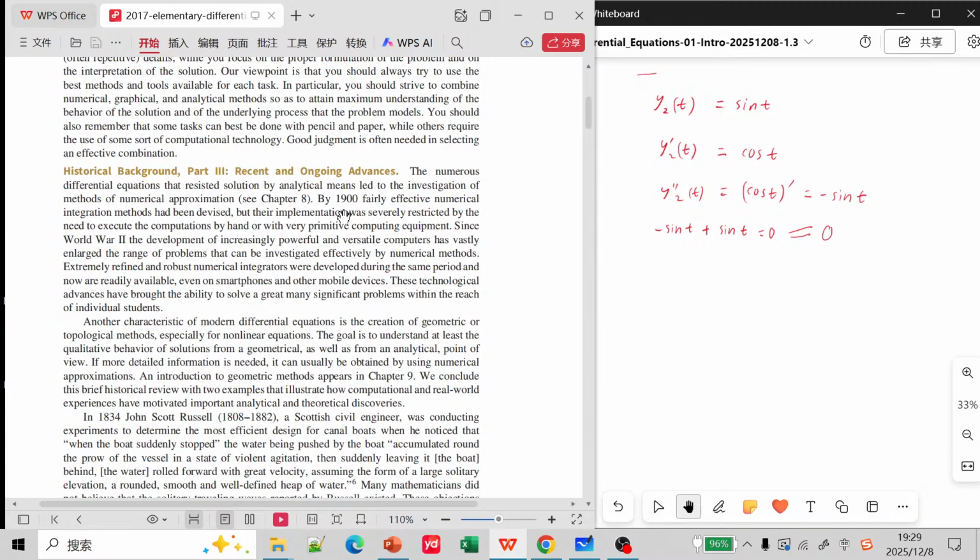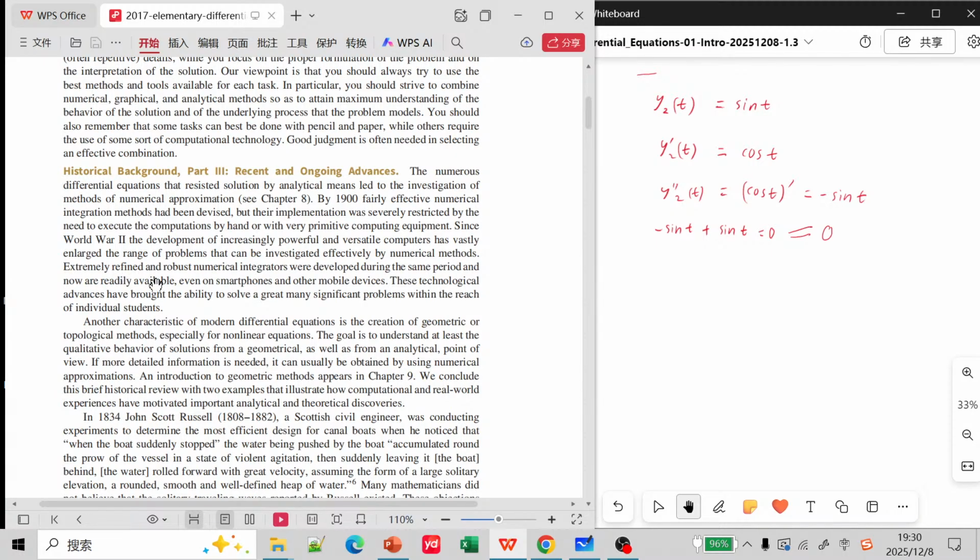By 1900, fairly effective numerical integration methods had been devised, but their implementation was severely restricted by the need to execute the computations by hand or with very primitive computing equipment. Since World War II, the development of increasingly powerful and versatile computers has vastly enlarged the range of problems that can be investigated effectively by numerical methods.